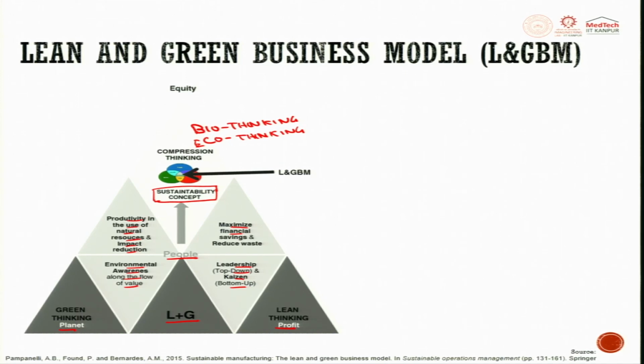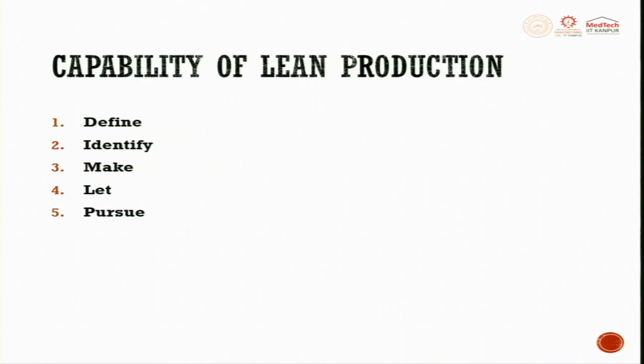From the green viewpoint, generally there are certain principles that we try to put here. In green production, define, identify, make, let, pursue are the 5 steps. Define means we try to define the specific value, precisely what perspective of the end customer, in terms of specific product or specific capabilities, is required at a specific time. So this is the complete definition that is trying to confine our goal.